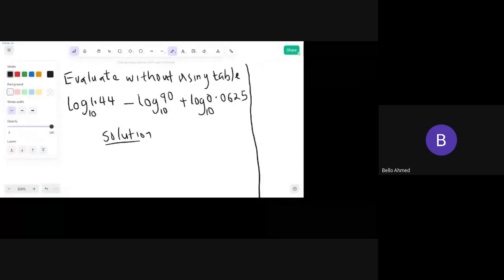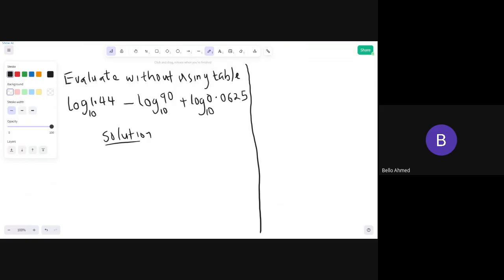Good day, everyone. We are to evaluate this without using table: logarithm of 1.44 base 10 minus logarithm of 90 base 10 plus logarithm of 0.0625 base 10. Remember that the question says without using table, meaning you have to apply the laws of logarithm to solve this, like the theory of logarithm.